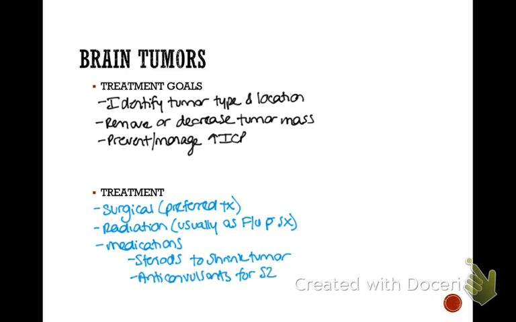So we decrease the tumor. Anticonvulsants for seizures. So not only are we using meds to help decrease the tumor, we're using meds for the clinical manifestations from the tumor itself. And then we use drugs like chemotherapy. Again, that's to help treat the tumor, decrease the tumor size, to decrease signs and symptoms of ICP.